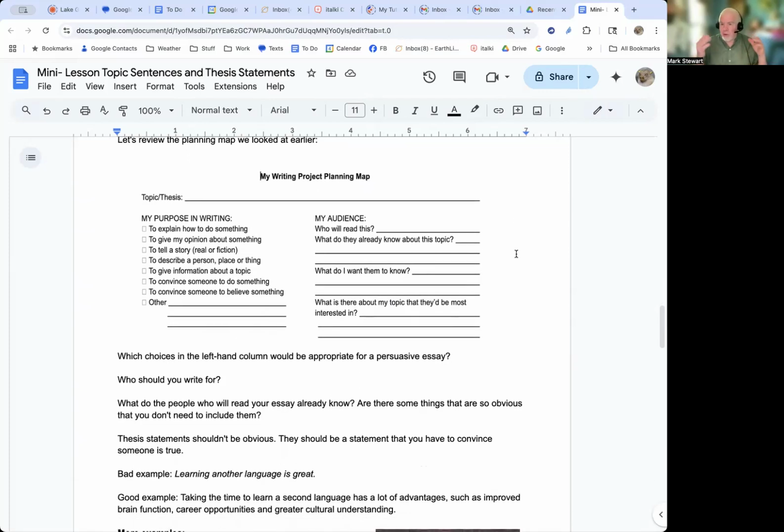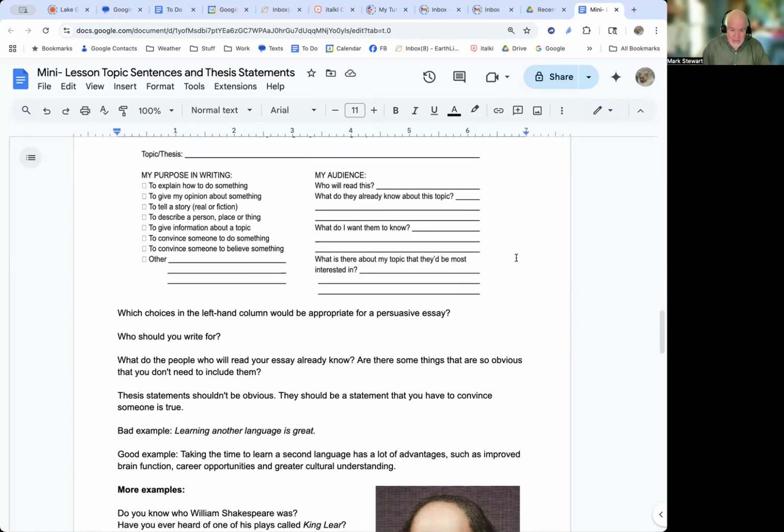Who should you write for? Remember, please don't write for me, right? That doesn't do you any good. Because sometimes you're going to assume, oh, well, I don't have to explain this because Mr. Stewart knows this. But that doesn't show me that you know how to convince somebody of something. So write for a friend, write for a cousin, write for somebody else.